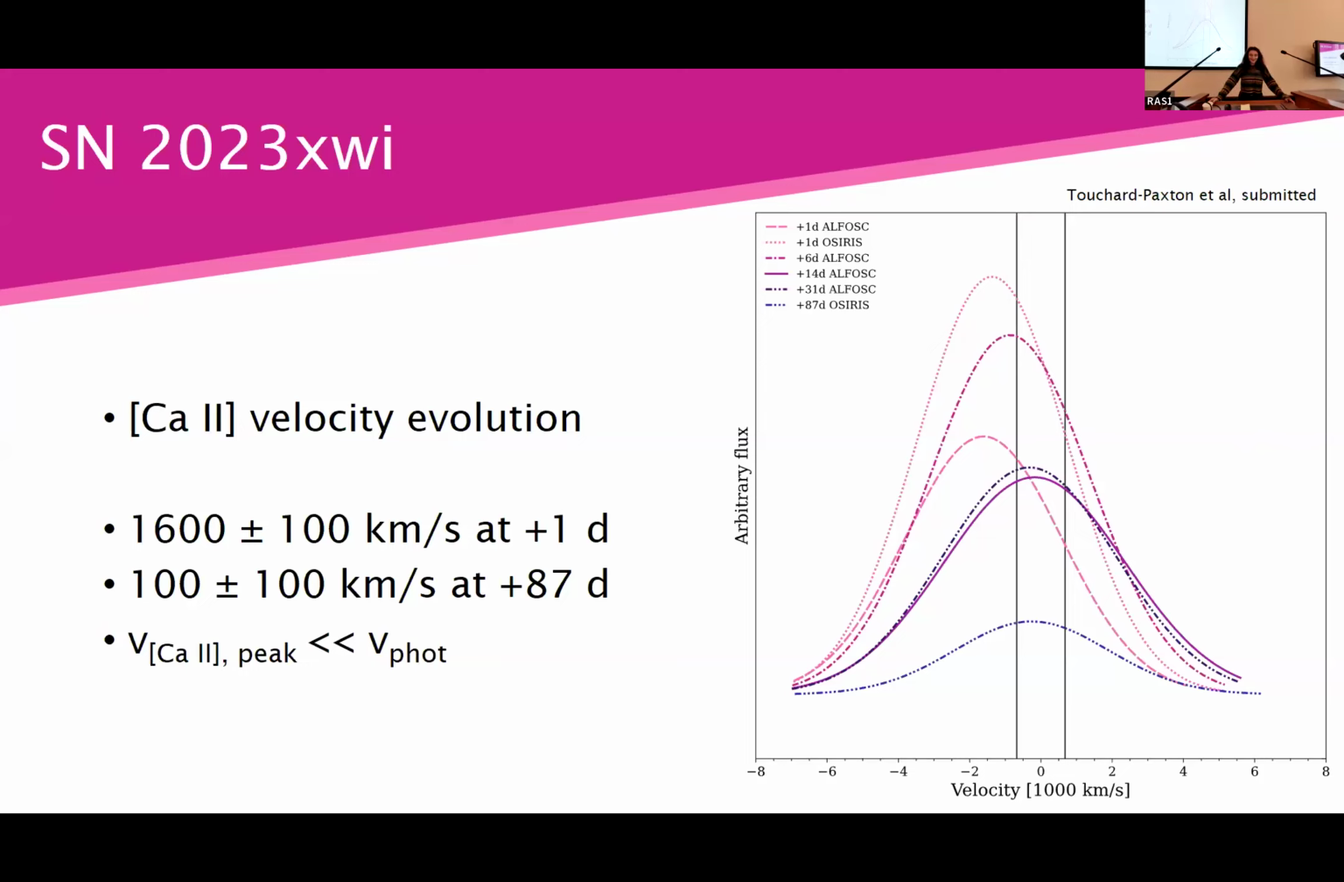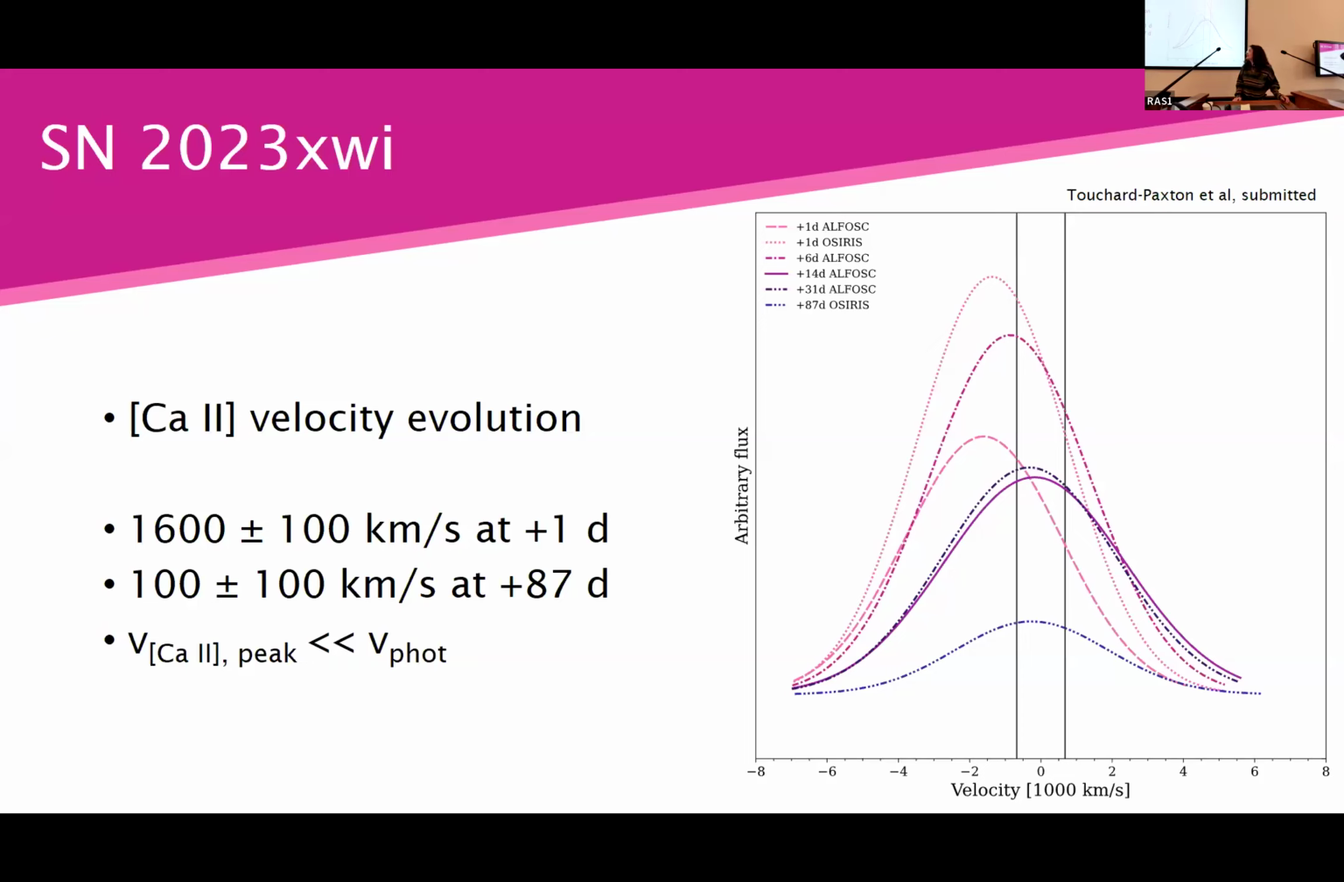From peak, it starts off at about 1600 kilometers a second. And then it settles down to about 0 kilometers a second at the truly nebular phase. So this is what we'd expect. At late times, you'd expect it to be 0 because it's when the photosphere has receded entirely. So you're looking at the core of the explosion, so you'd expect it to be 0.